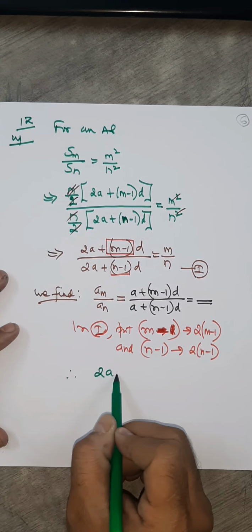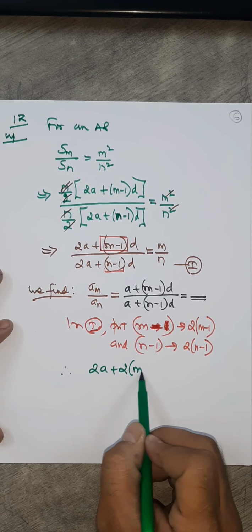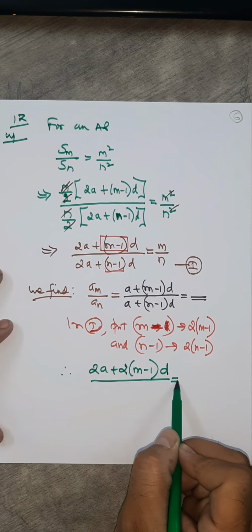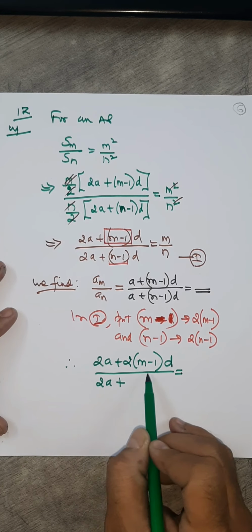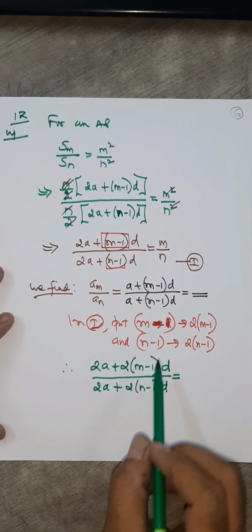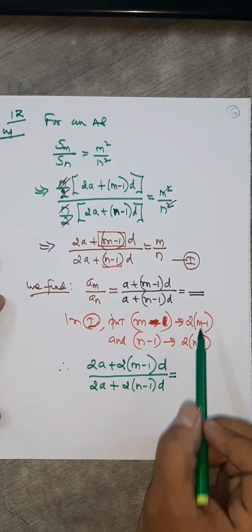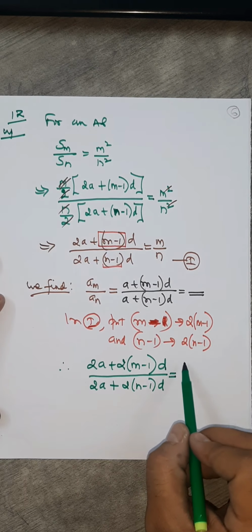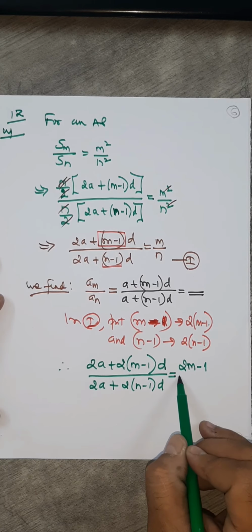I'll get, you see, 2a as it is. In place of m minus 1, I'm putting twice m minus 1 into d upon, instead of this, I'm putting 2 times n minus 1 into d. Now right hand side you have m and n. So what's the value of m from this? You take 1 on the other side. So what will we get? 2m minus 2. If I take on the other side, you can see that the m will be 2m minus 2 plus 1. So it is m minus 1.